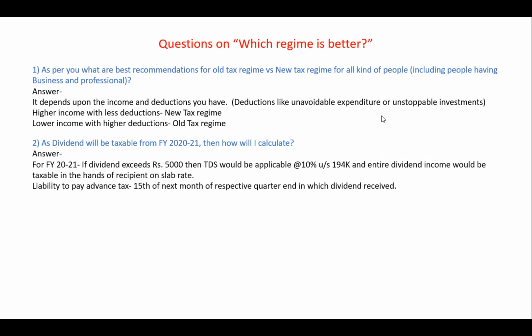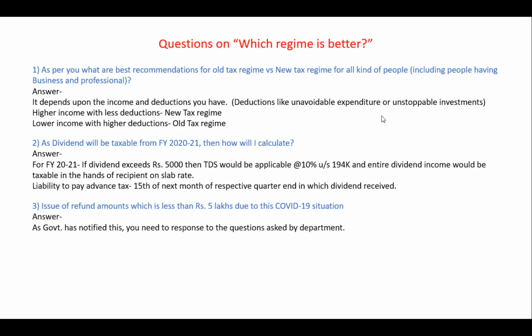Therefore, from financial year 2020 to 2021, if dividend exceeds rupees 5,000, then TDS would be applicable. The entire dividend would be taxable in the hands of the recipient at the slab rate. For example, if I fall in the 30% slab rate, then the difference between 30% and 10%, which is 20%, I am supposed to pay as advance tax. When is the liability? By the 15th of the next month after the quarter end in which the dividend is received or accrued.